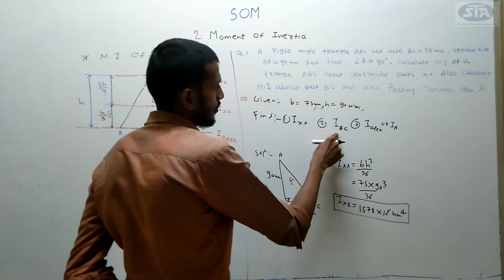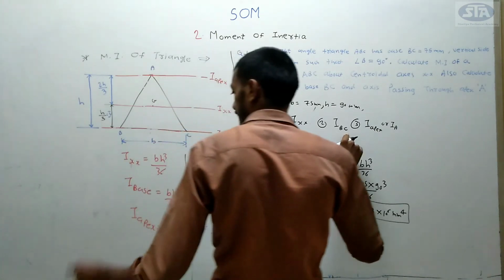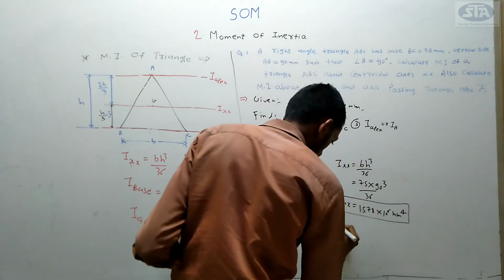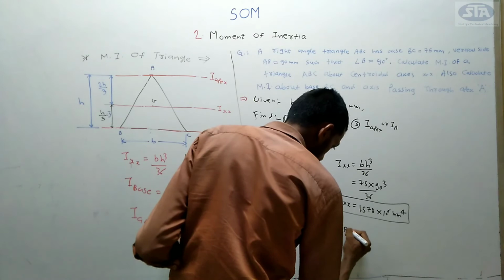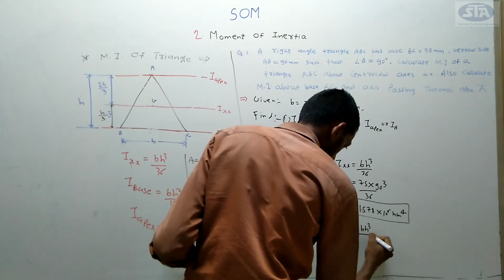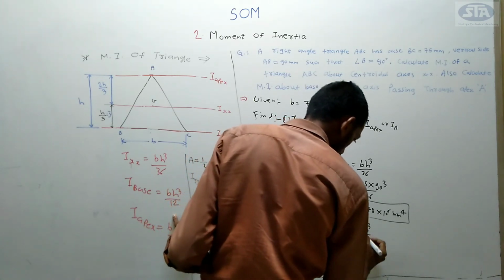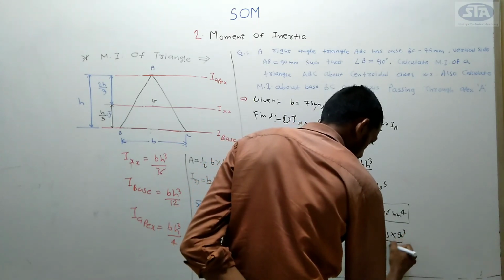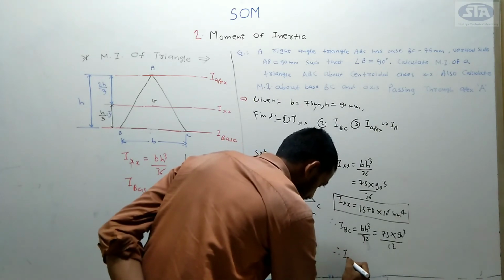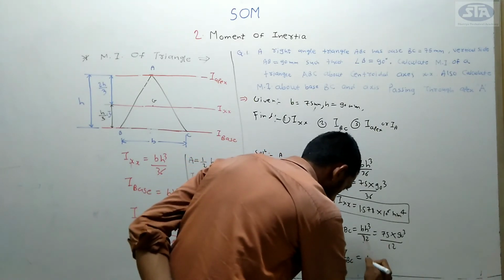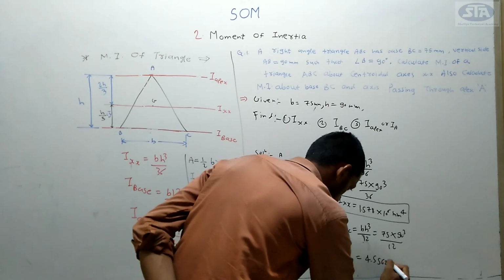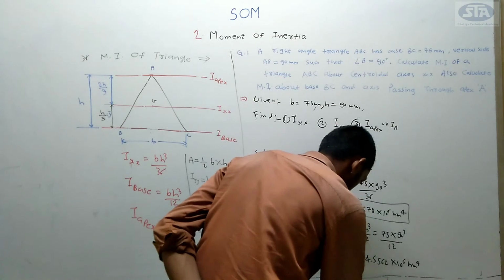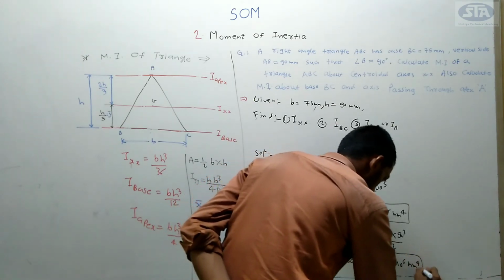Similarly, we have to find the moment of inertia about the base. We directly know the formula: moment of inertia about the base is bh cube divided by 12. Therefore, I about base BC is equal to bh cube divided by 12, where b is 75 and h is 90 cube, whole divided by 12. Therefore, I of BC is equal to 4.5562 into 10 raised to 6 mm raised to 4. So this is our required answer for moment of inertia about its base.